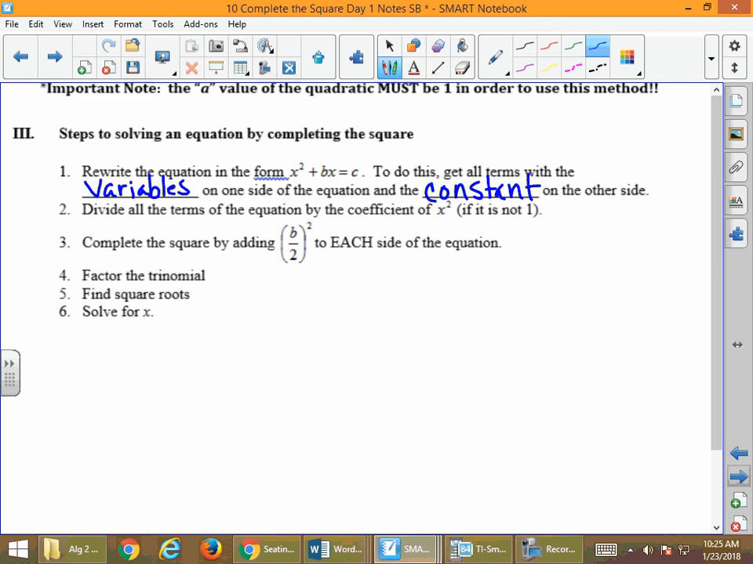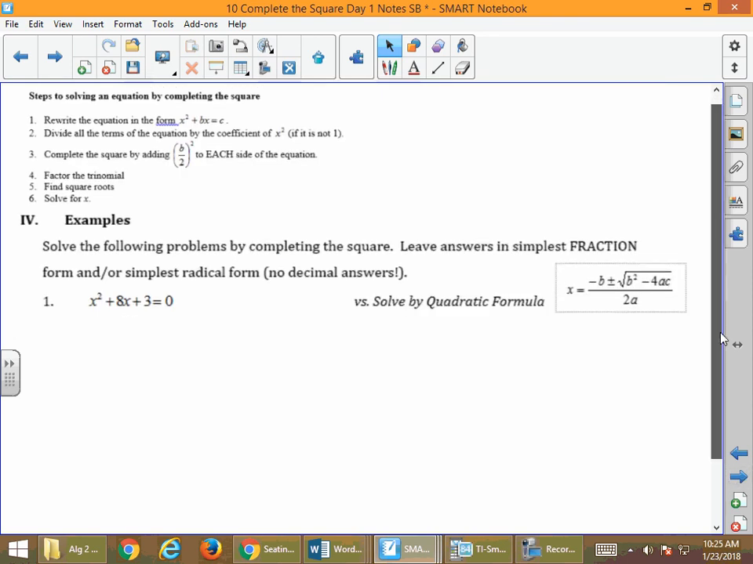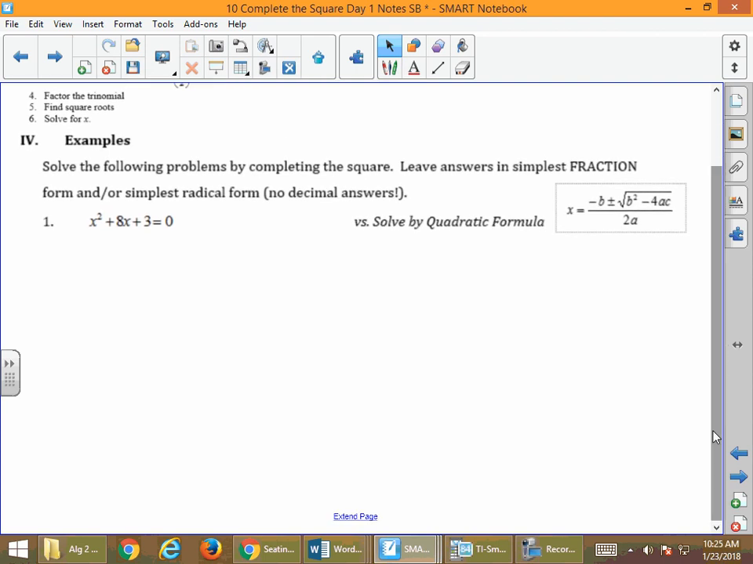And in general, when you see math in words, it doesn't necessarily make as much sense as it could have. So let's flip our paper over and look at a couple of examples. So the steps are written up there, but I'm going to quickly pull that out of the way. Solve the following problems by completing the square. Leave answers in simplest fraction form and/or simplest radical form. No decimal answers. So the first one, x squared plus 8x plus 3 equals 0.